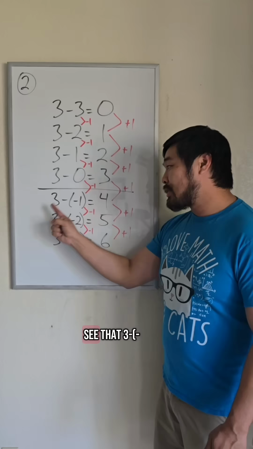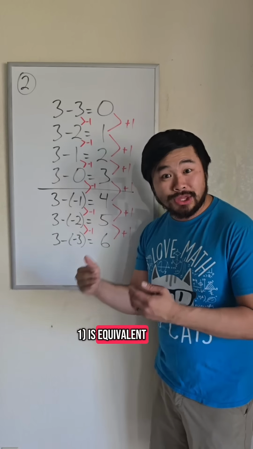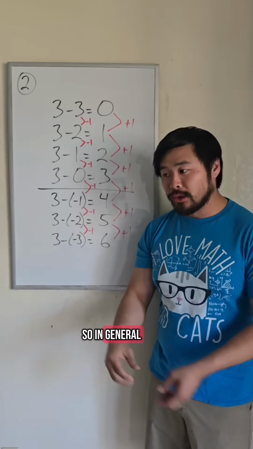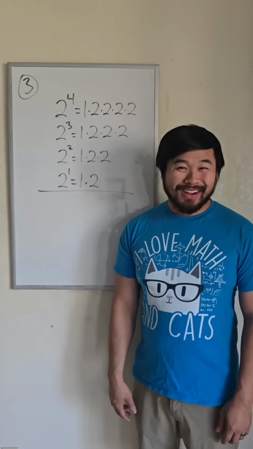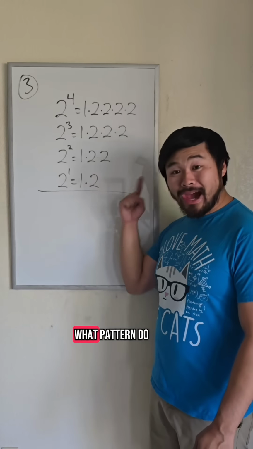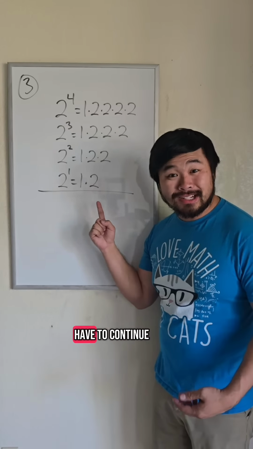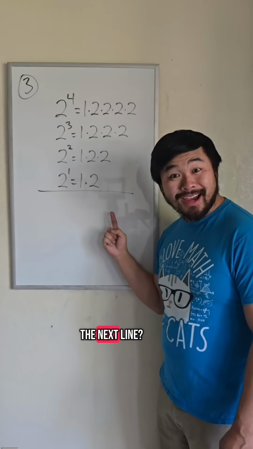So we could see that 3 take away -1 is equivalent to 3 plus 1. So in general, taking away a negative is equivalent to adding a positive. Okay, so we have 2 more. What pattern do you notice over here? And if we had to continue this pattern, what would be the next line?